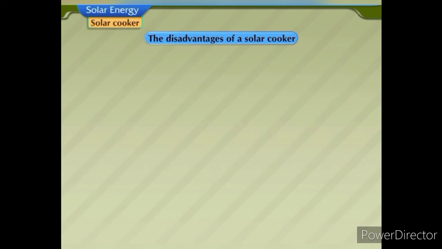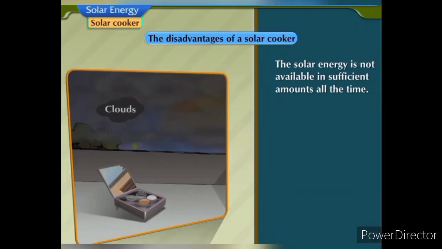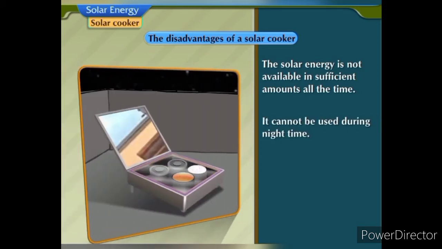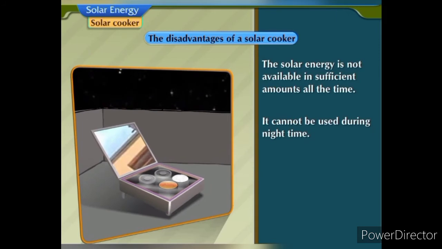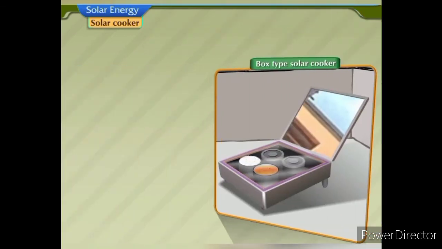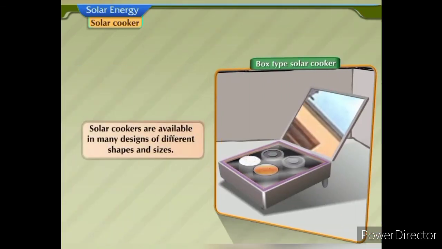The disadvantages of a solar cooker are: the solar energy is not available in sufficient amounts all the time. It cannot be used during night time, and it cannot be used for frying or baking, which requires higher temperature. The type of solar cooker we discussed is a box-type solar cooker. Solar cookers are available in many designs of different shapes and sizes.